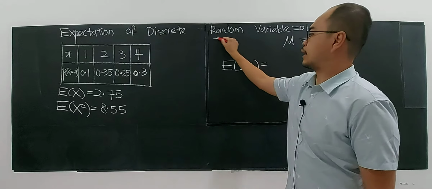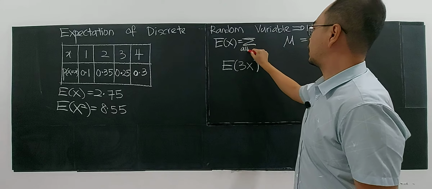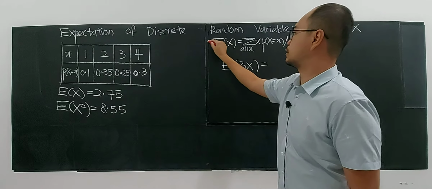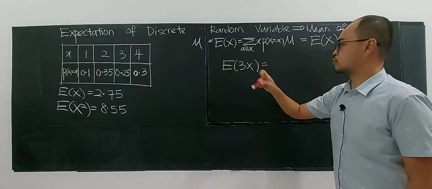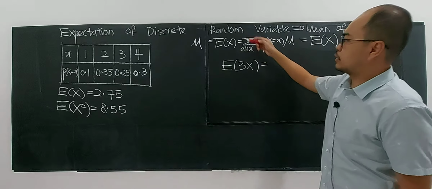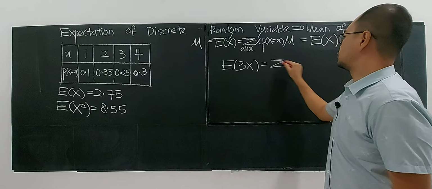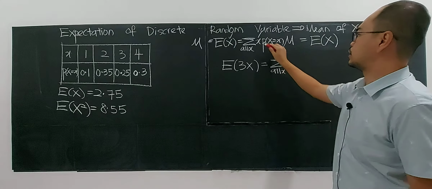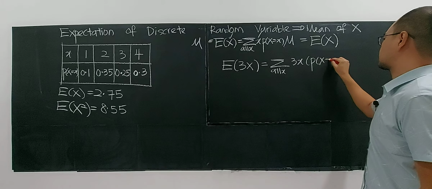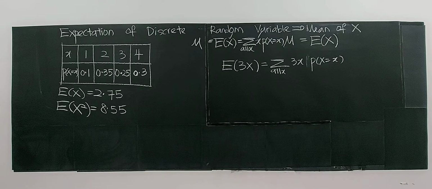Okay, you know that the expectation value of x is defined to be the summation of all x multiplied with px equals to x, right? This is the mean. So now they're asking you to find the mean of 3x. So it's different. It's very simple. If this is x, then this will be x. If this is 3x, you just modify the definition so that x becomes 3x. That's the difference only.